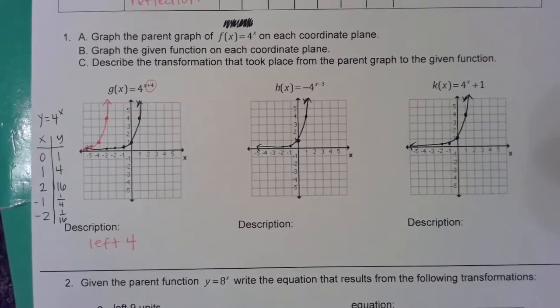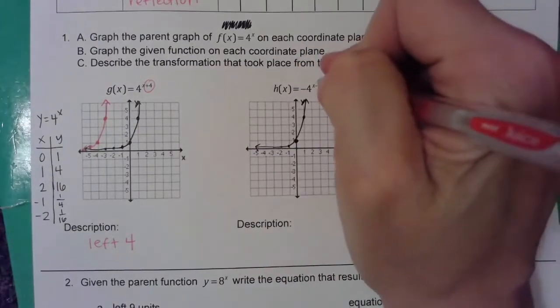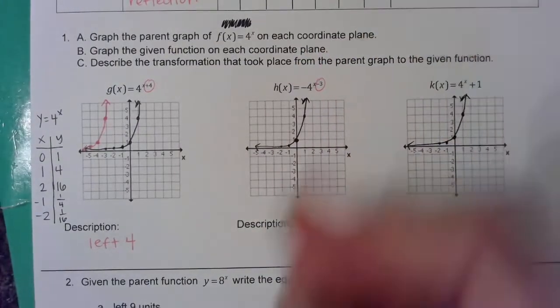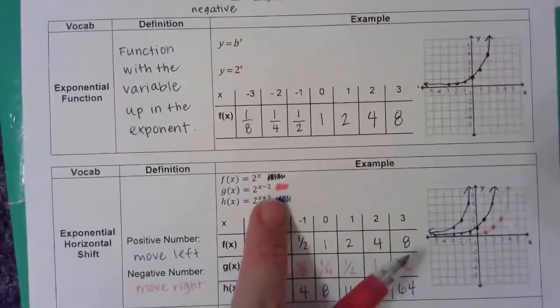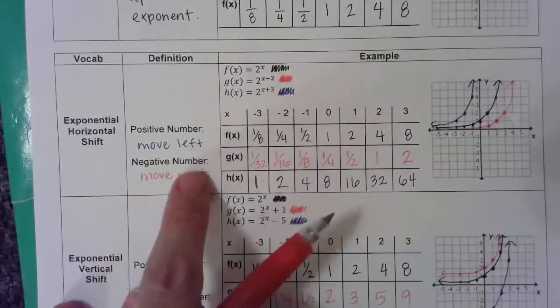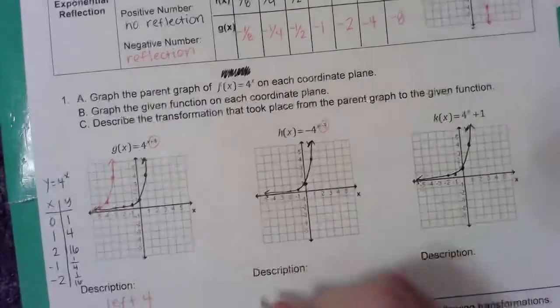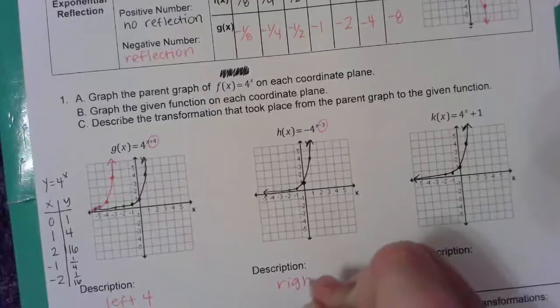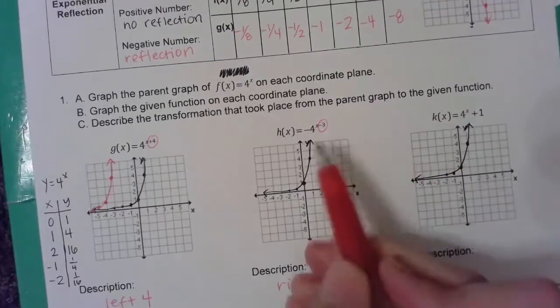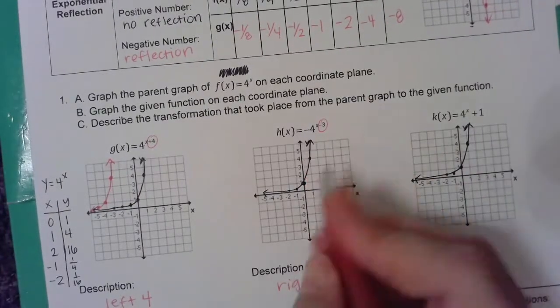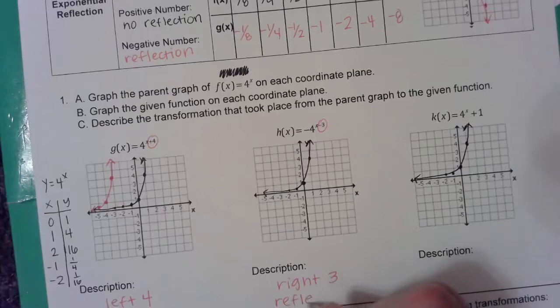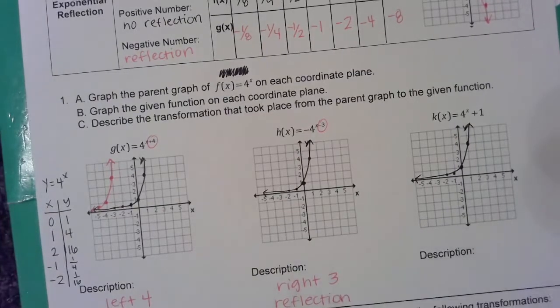On the next one, there's two things that happen. So there's a -3 up in the exponent. And so on the previous page, we had a -2 up in the exponent. And we said that moved it 2 to the right. And so let's see, a -3 means this graph is going to move 3 to the right. But then there's something else that happens too. There's a negative out front. So there's also going to be a reflection across the x-axis.